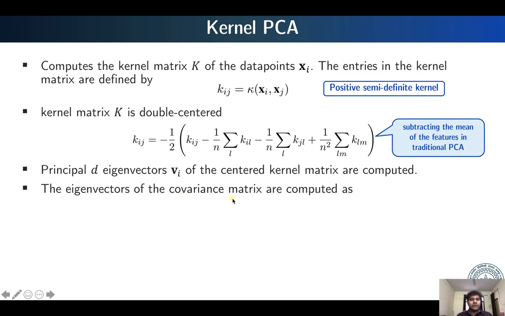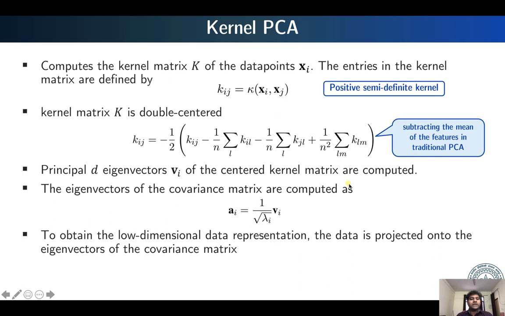It turns out that they are related using this particular equation, where this is the eigenvector of the covariance matrix, this is the eigenvector of the centered kernel matrix, and this is the eigenvalue of the corresponding eigenvector. To obtain the low dimensional data representation, the data is projected onto the eigenvectors of the covariance matrix, again obtained by this particular equation. As you can see, the kernel function is again being used to project the data onto the lower dimensional space.